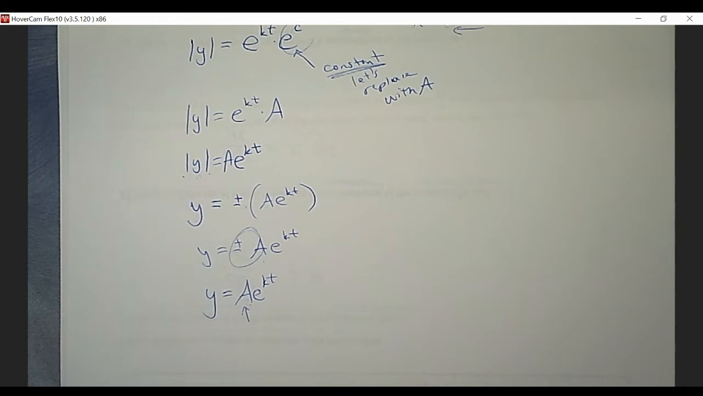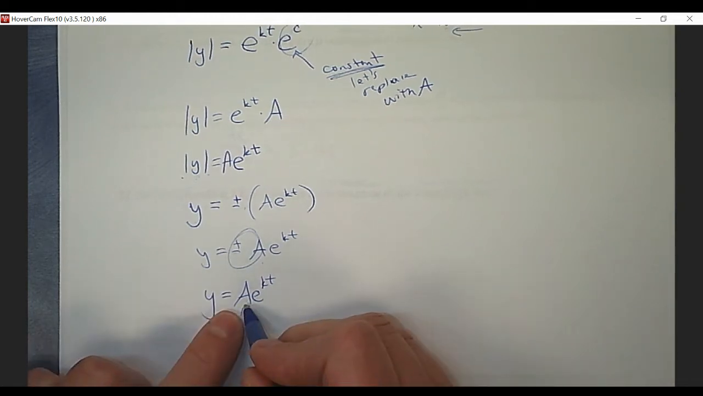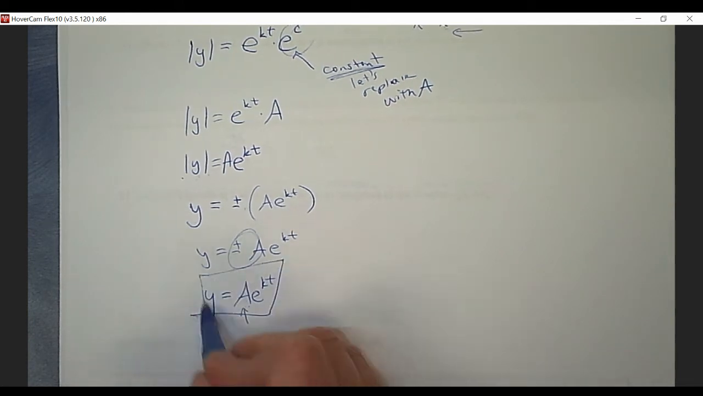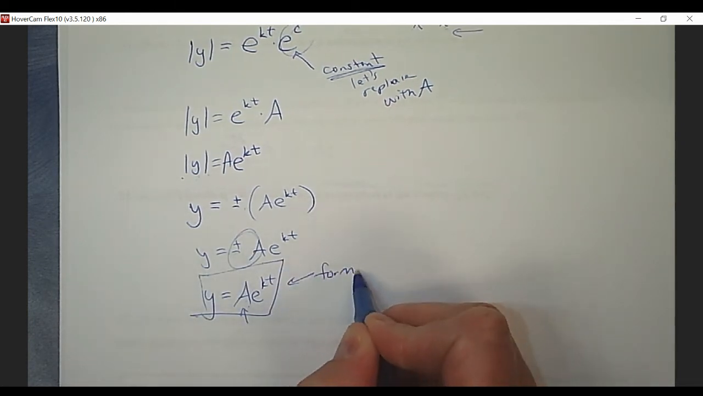So it's kind of like you're just dropping the plus or minus because a is an unknown constant. So a technically can be positive itself or negative itself. So it seems a little weird that you can just drop that plus or minus. But in developing this formula, you're allowed to do that.